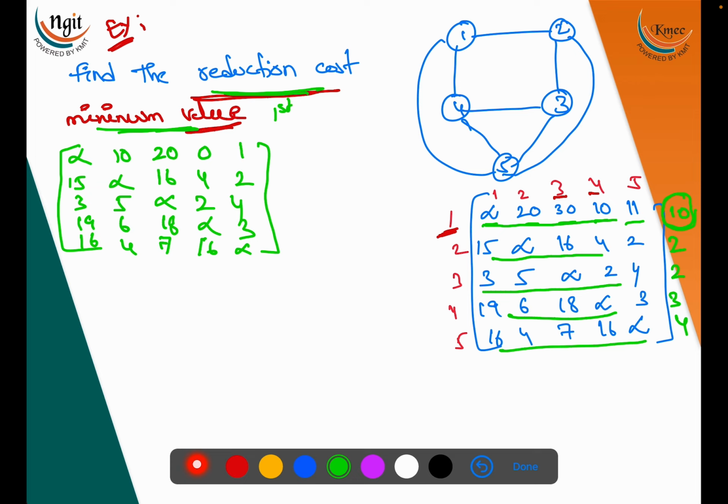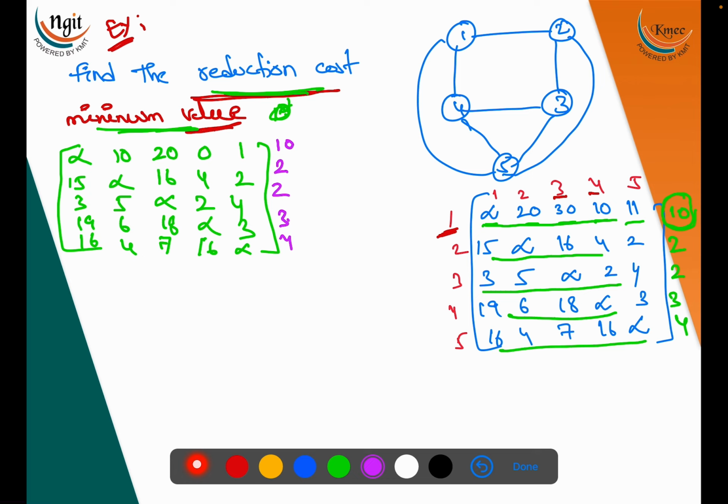Now, again you have to do the same thing for the columns. So what are the minimum values in each row? Please write that over here, I'll tell you what to do with this. 10, 2, 2, 3, 4. These are the minimum values which we subtracted from each element of the rows. Now let's find out the columns also.